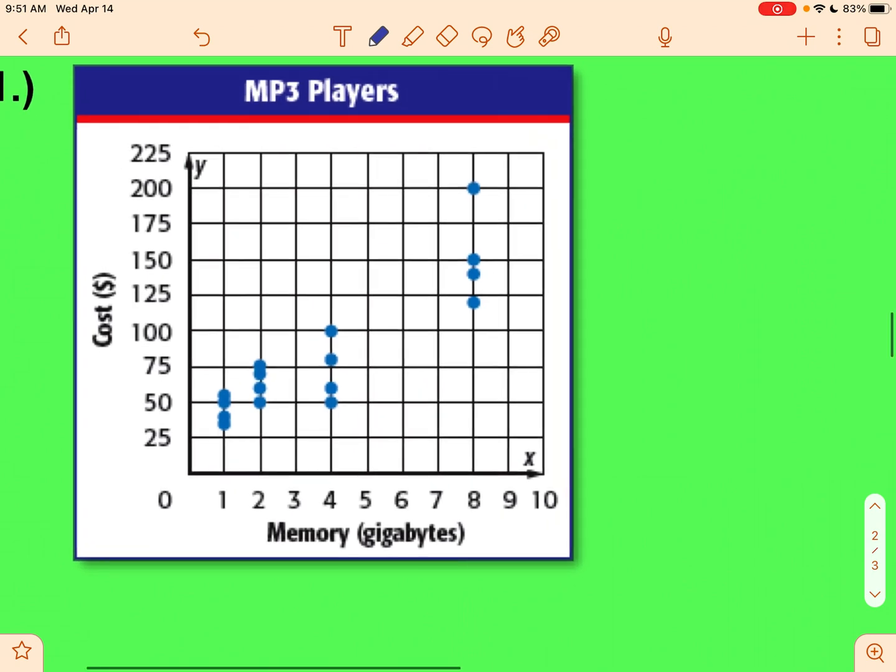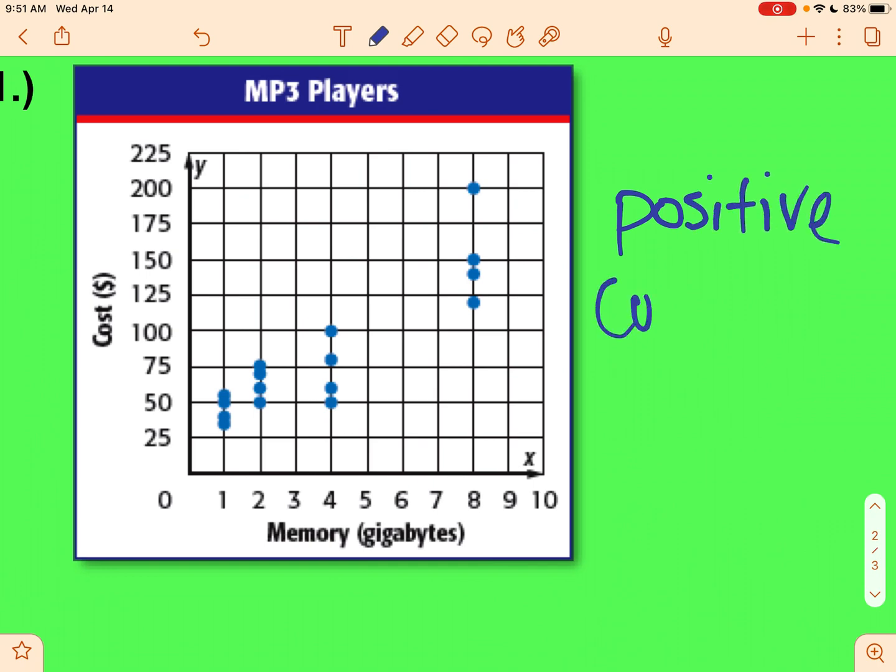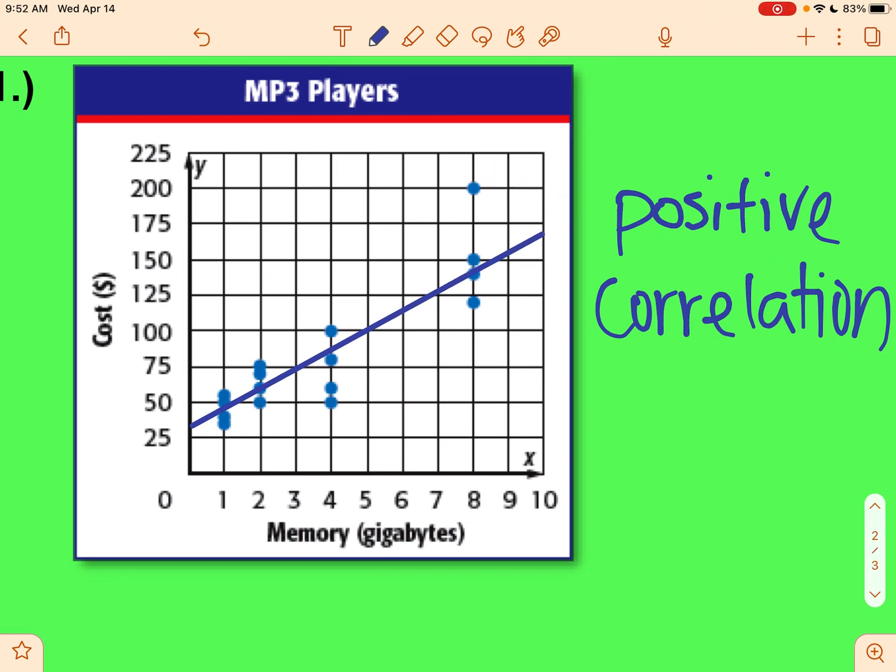So if we take a look at the MP3 players graph, are those numbers getting bigger or are they getting smaller? Right, they're getting bigger. So we know that this is going to be a positive correlation. Okay, and then taking a look, we need to draw a line of best fit. Now we're all going to draw lines a little bit different. No one is going to make our lines exactly the same. So what you're going to do is just do your best at making your line kind of be in the middle of all of your data. So that's how mine is going to look today.